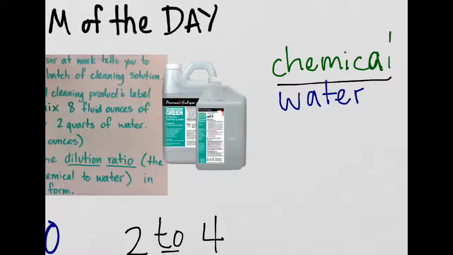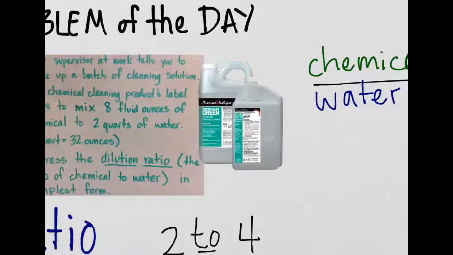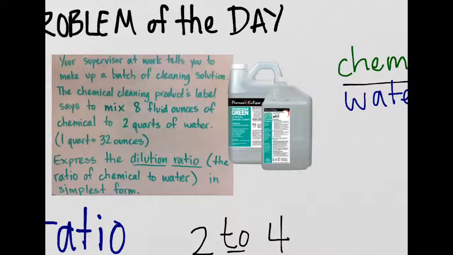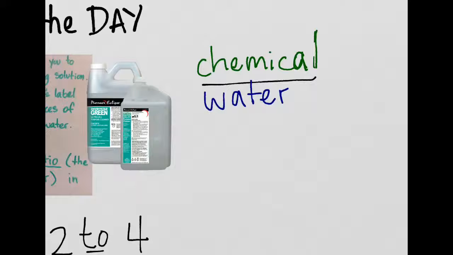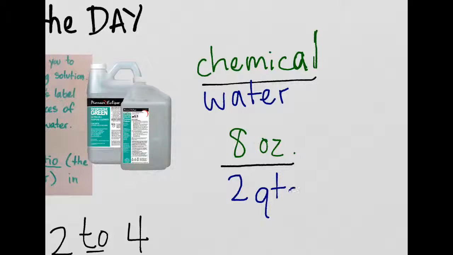Okay, so we have a certain amount of chemical that we're supposed to use and a certain amount of water. We have that information here. It says that we're supposed to mix 8 fluid ounces of chemical to 2 quarts of water. So I'm going to write that. We're going to write 8 fluid ounces, which I abbreviate with just an OZ, ounces. Even fluid ounces are abbreviated OZ. And water, I'm supposed to use 2 quarts, and quarts are abbreviated QTS.